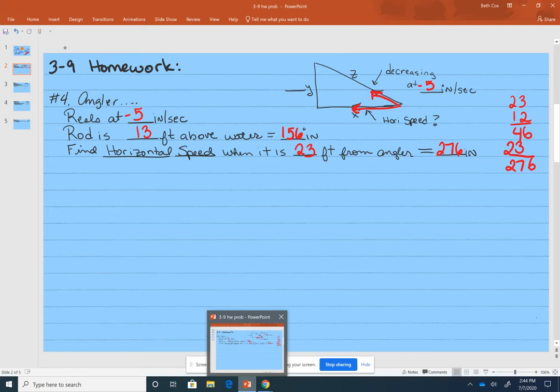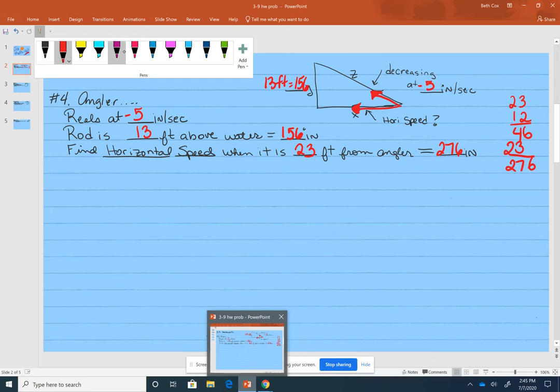Okay, so now these two lines, the red arrows, are the things that are moving. This one right here, the rod, is 13 feet, also known as 156 inches, and it's not moving. It is constant. It is not changing. Remember, the derivative of a constant is 0. But these two over here, these are moving. This is a right triangle, so I'm going to work with right triangle stuff.